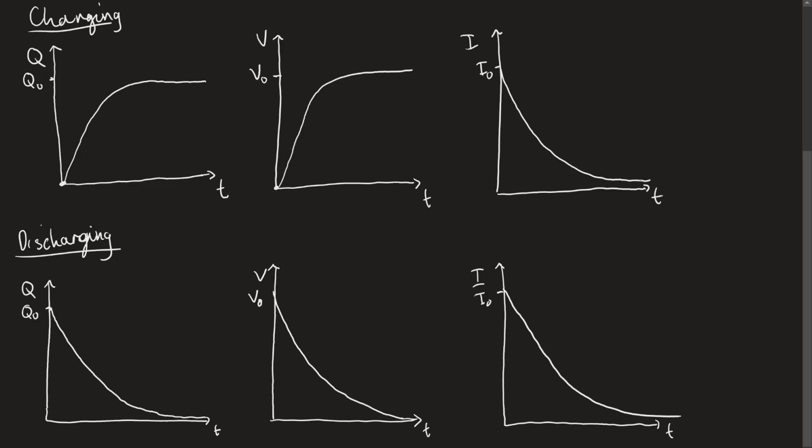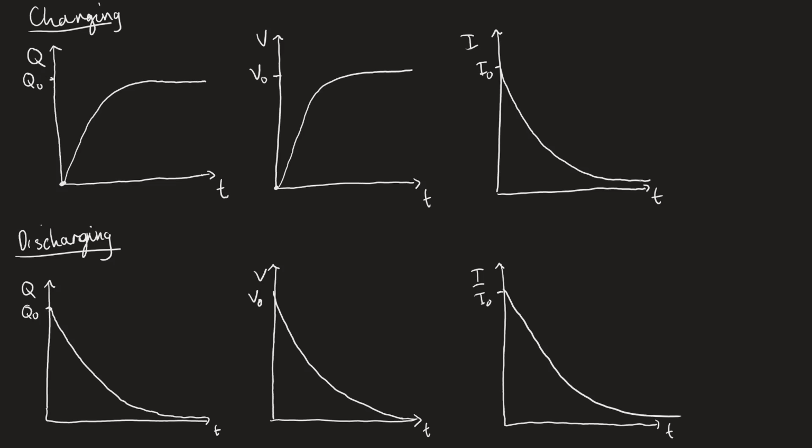Now, from these graphs, we have to be able to put a function to them. We have to be able to specify what we can do to calculate the charge at every single time along this graph. And to do that, we need to look at the formula sheet. The derivation of these equations is a little bit more complicated, but we can explain where the equations come from and why they are the way they are.